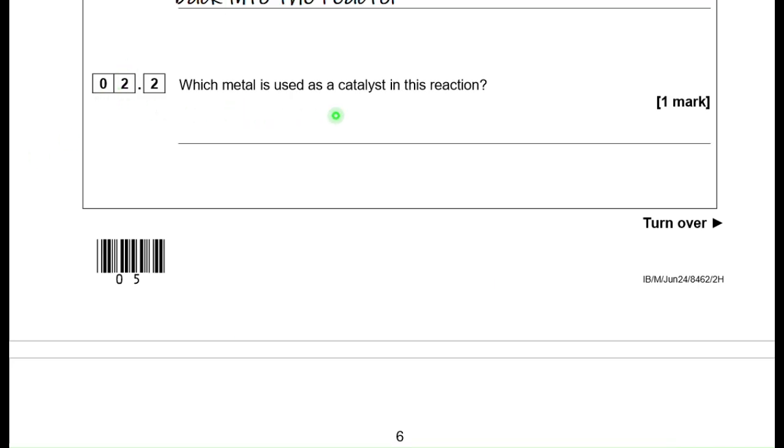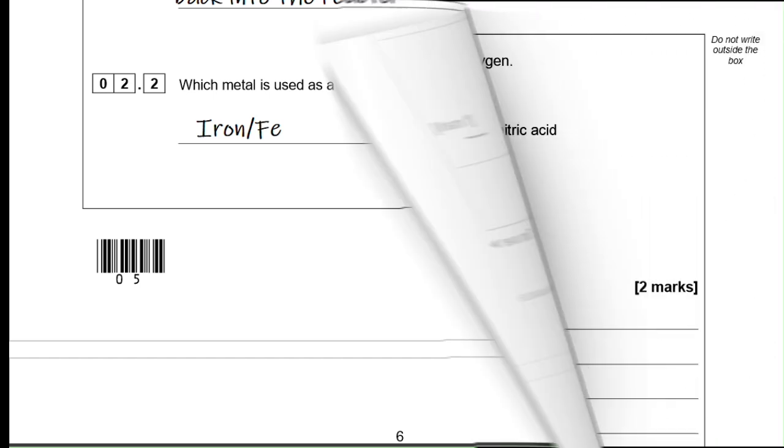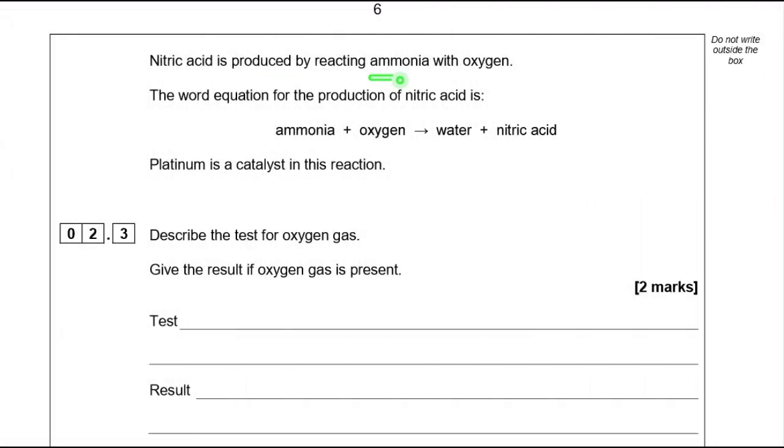2.2. Which metal is used as a catalyst in this reaction? This is a simple recall. You've got to learn your stuff on the Haber process, and the catalyst is iron, Fe. Next page. Nitric acid is produced by reacting ammonia with oxygen. The word equation for nitric acid is ammonia plus oxygen gives water plus nitric acid. Platinum is a catalyst in this reaction.